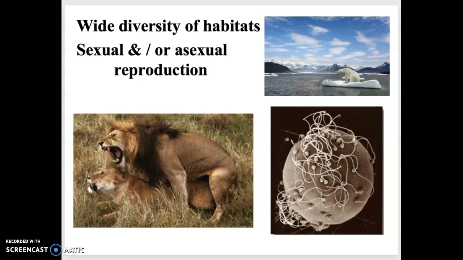Animals also can reproduce sexually. We got our lions, but then also asexual. Now we'll go into some examples of that as we go through different animal groups.